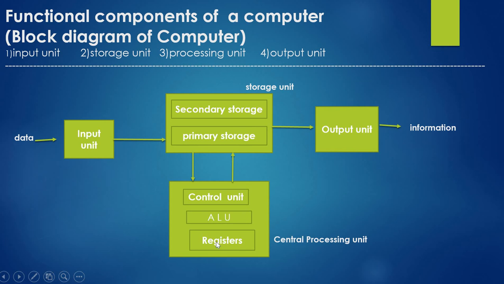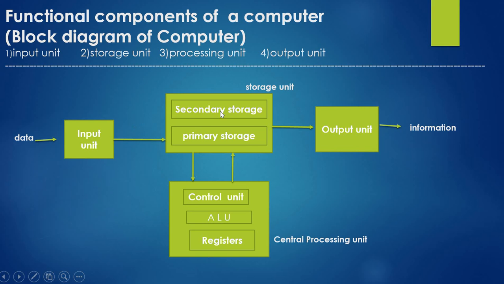Registers are also a storage unit, but a register has very little storage capacity. This storage unit is inside the CPU, and it is a very high-speed storage unit. So the register is a high-speed storage unit inside the CPU. And the input unit accepts the data and converts it into binary form.